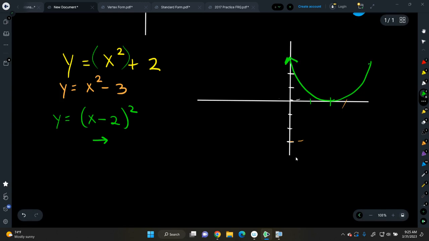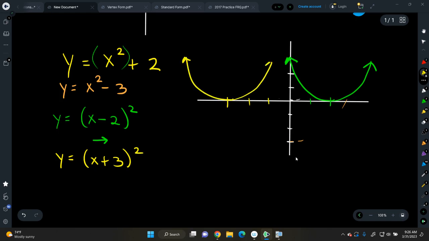Later on, we'll learn why it goes the opposite. Okay? So if it was positive, it would go negative. Yes, exactly. We did it with absolute value equations. Yes. So if I have y equals x plus 3 squared, then it's going to move 3 to the left, like this. Okay? What if I had, any questions on that?